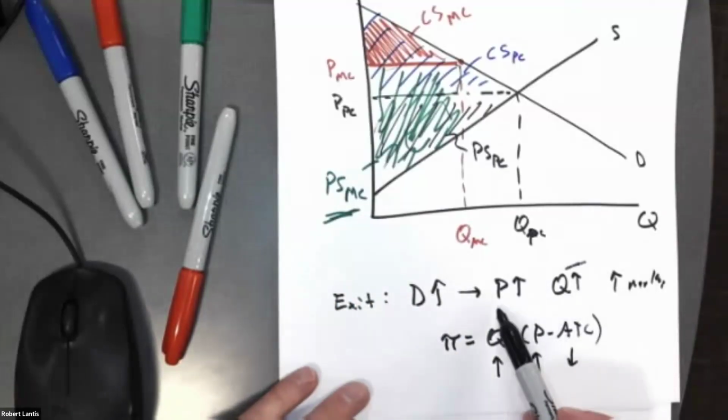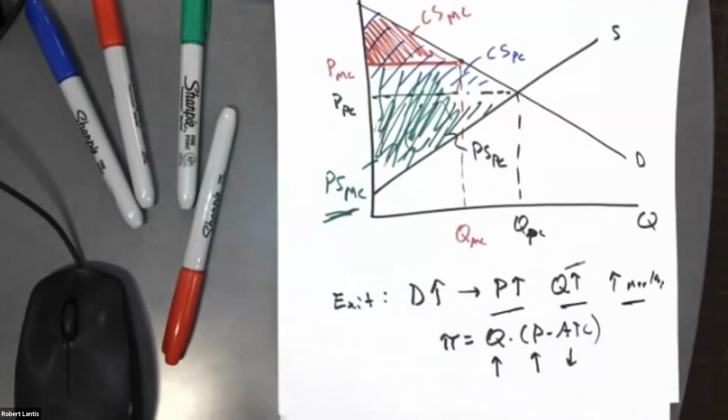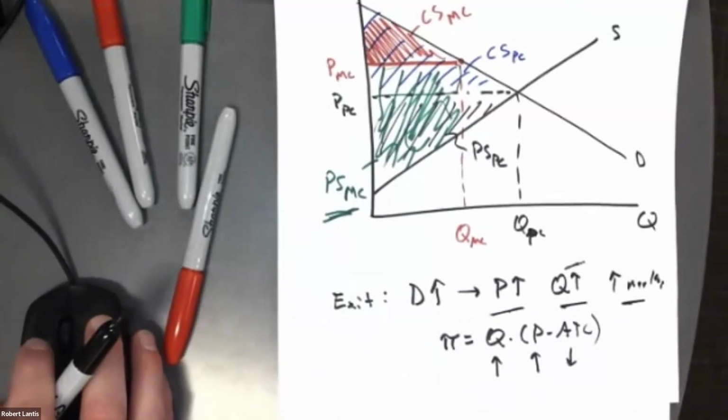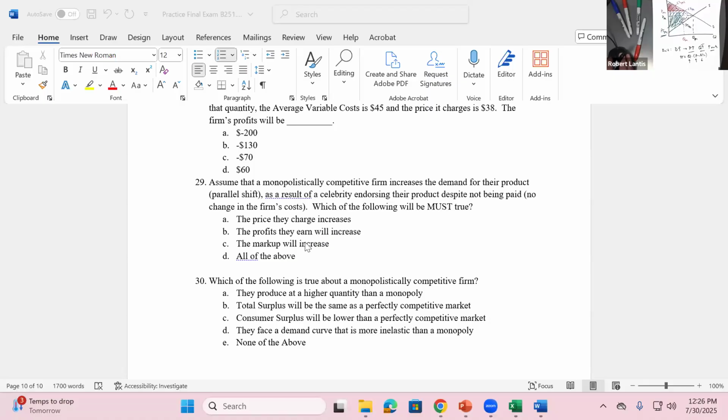I probably wouldn't ask you one related to profits there. I would focus more on what's happening to price, quantity, and the markup of these firms when we see the demand increase for a monopolistically competitive firm. Okay. So that one should be what? We should see all of them increase here. Okay.